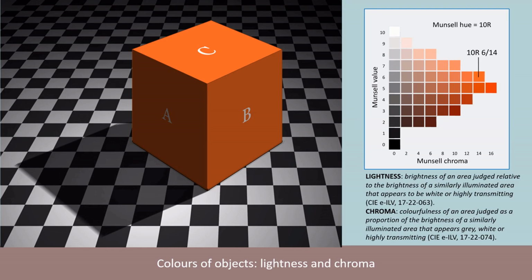Therefore, more than 3 attributes are needed to fully describe the appearance of illuminated objects, which involves colours in more than one mode of colour appearance.